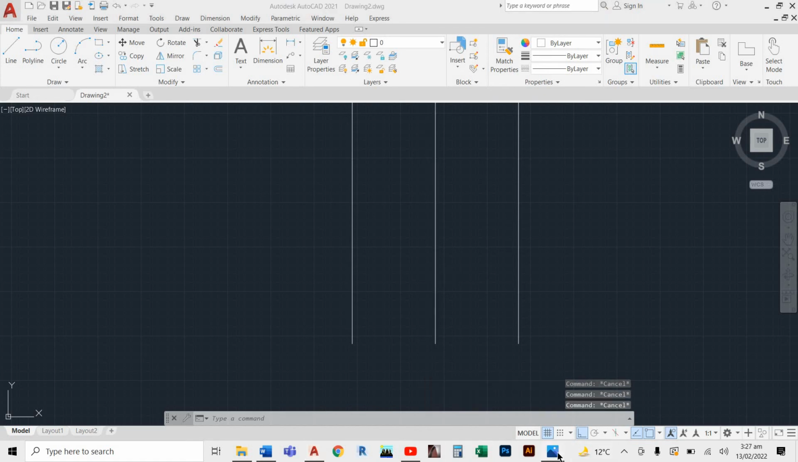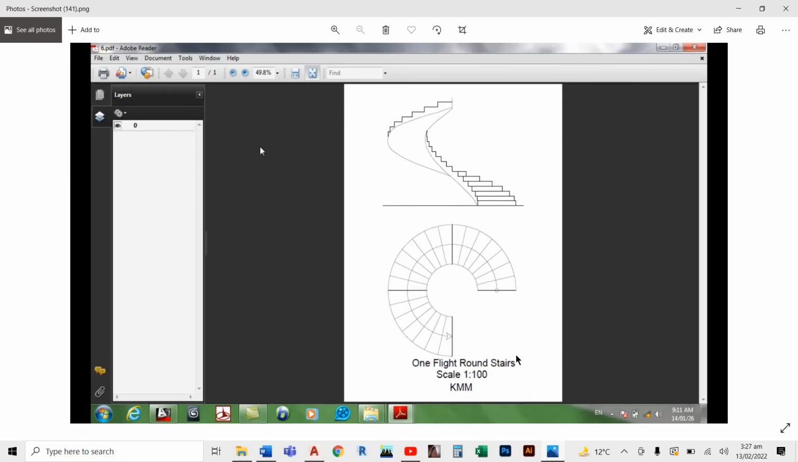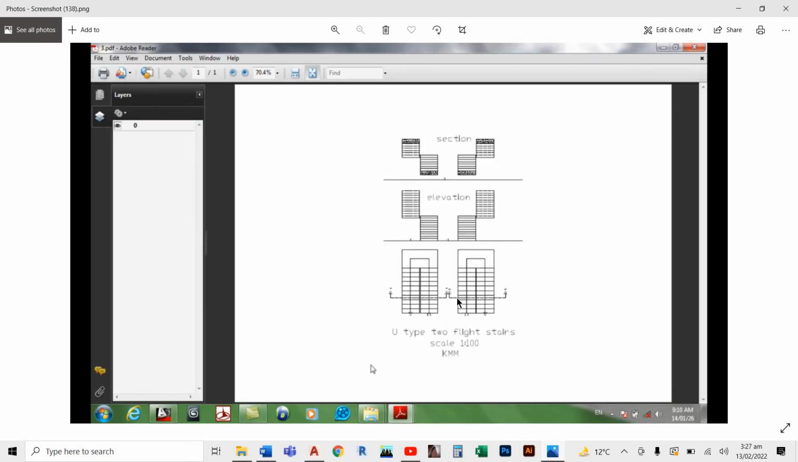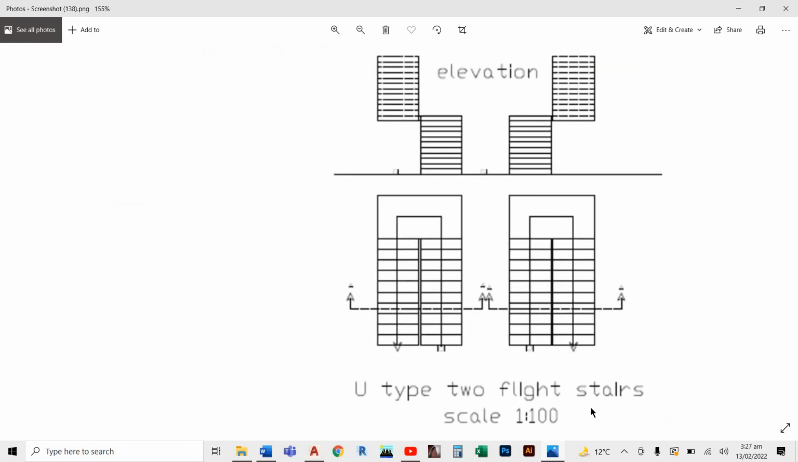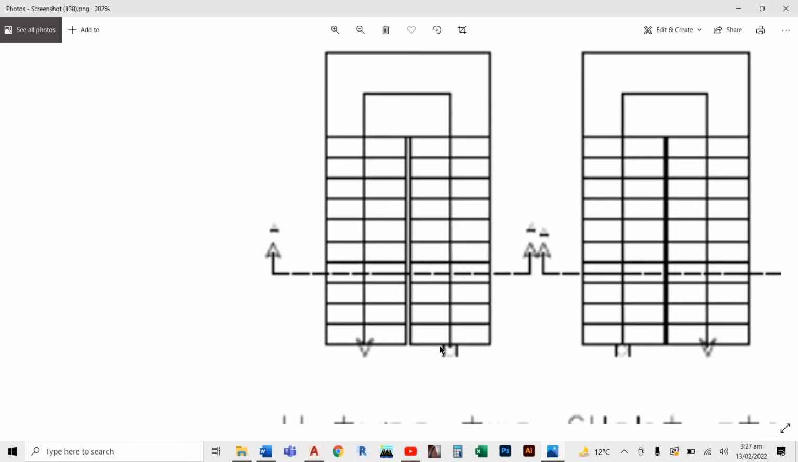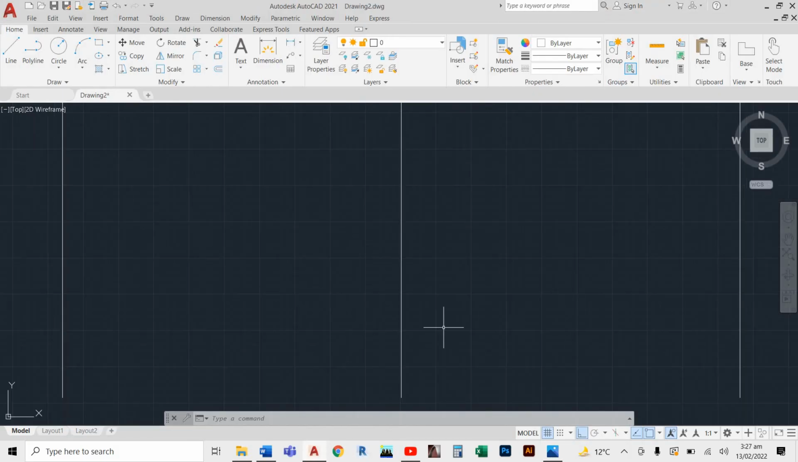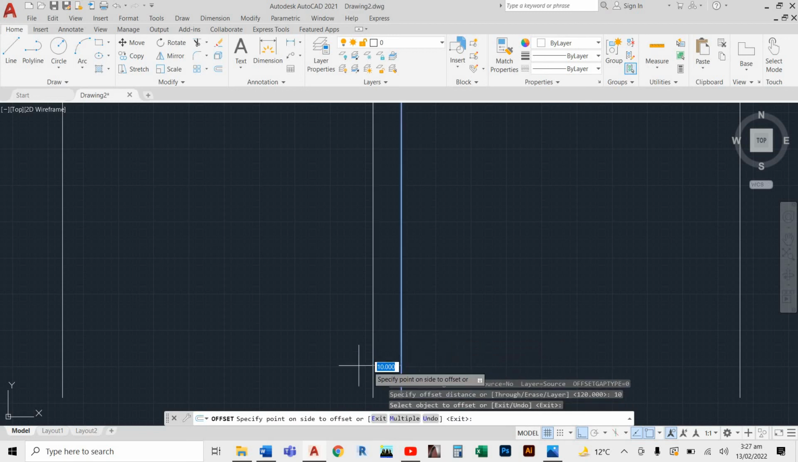actually I want to draw this type of stair. If you see, it's called a U-type with 2 flights. So how can I draw this? Come here, I take 120 centimeters for one flight of stair, then 10 centimeters here, and then 120 centimeters here, and also this landing. So how can I draw? This is done. Then here I can offset 10.